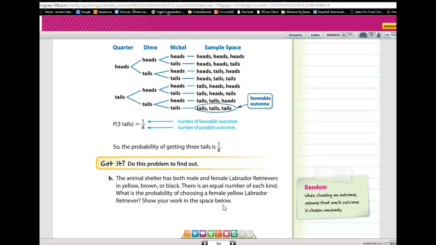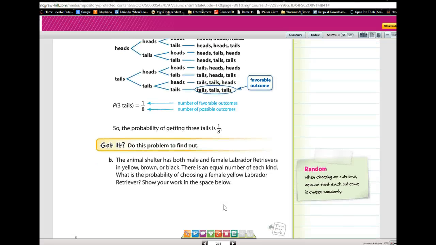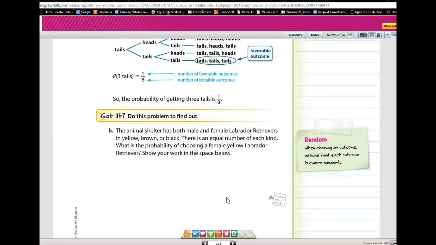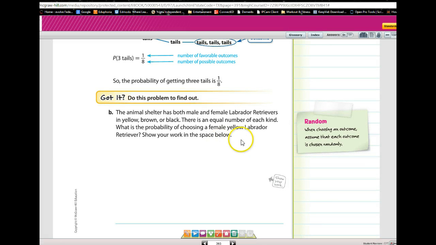It says the animal shelter has both male and female Labrador retrievers in yellow, brown, or black. There is an equal number of each kind. What is the probability of choosing a female Labrador retriever? Show your work in the space below. So you're going to go ahead and create a tree diagram here. Now here's a little side note they put, and literally it's a side note. When choosing an outcome like they want us to do here, assume that each outcome is chosen randomly. So we're going to pretend that you're basically picking out of maybe a box and you can't see who's in it. You're going to pick a random dog, and here are all the possible combinations.